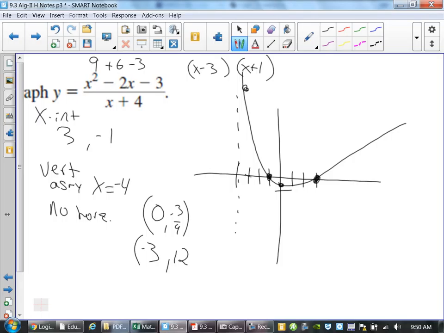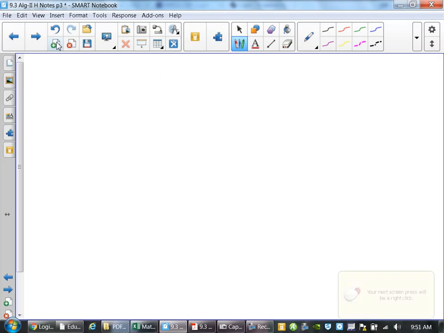If you have an x squared up top and an x on the bottom, you can find the equation of the slant asymptote by long division. It'll put it in slope-intercept form right off the bat. So what I want to do, on a separate slide here real quick, is walk you through x squared minus 2x minus 3 divided by x plus 4, long division. And we'll go back to our graph.